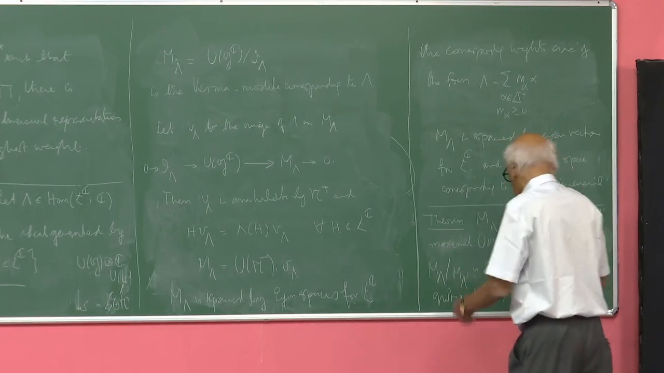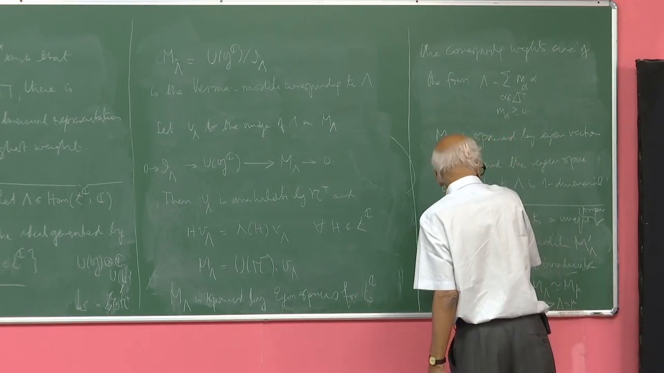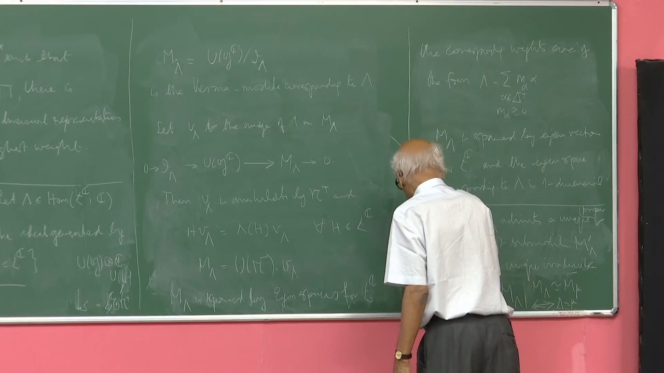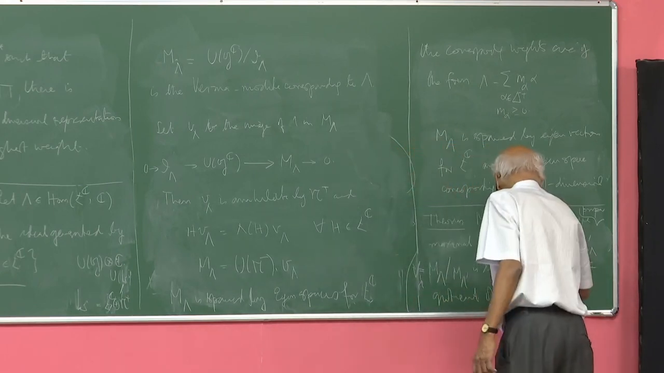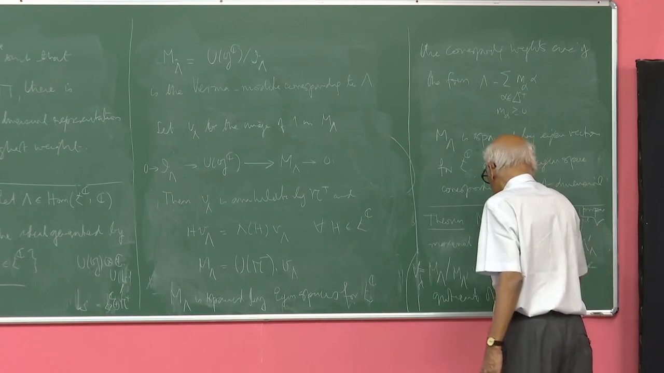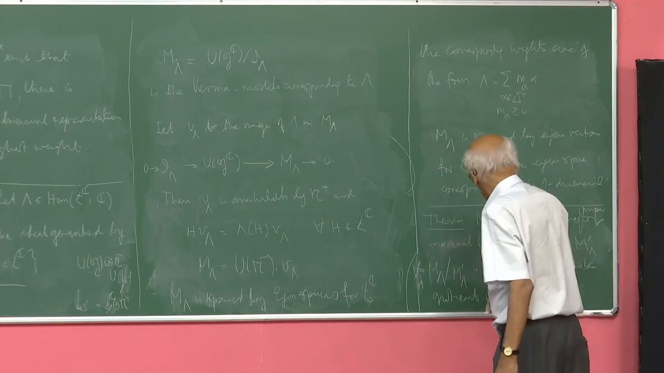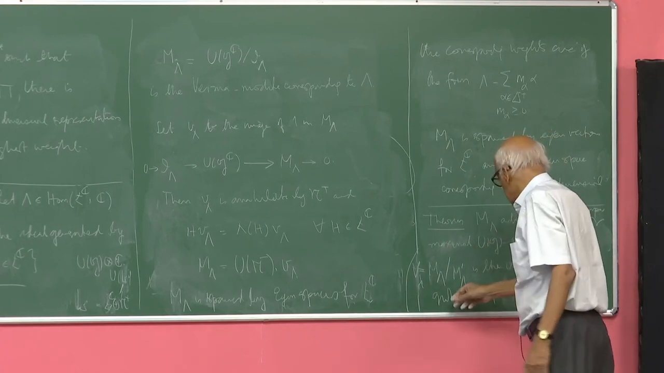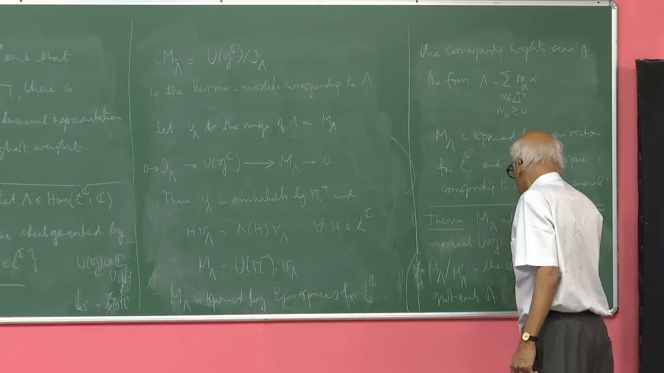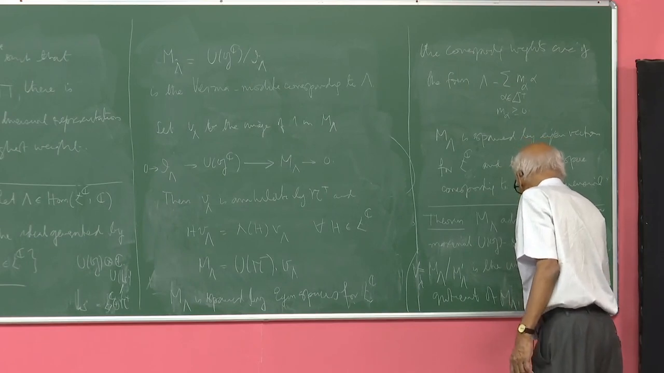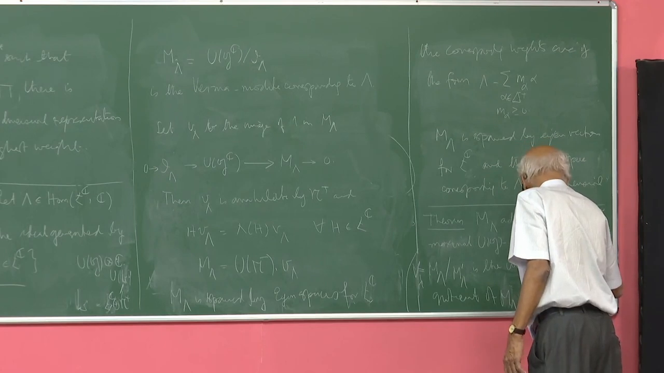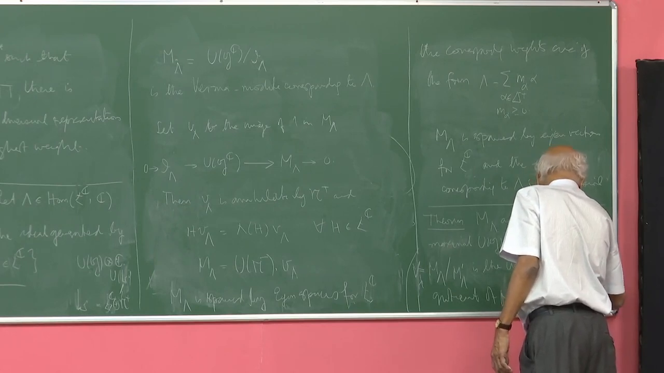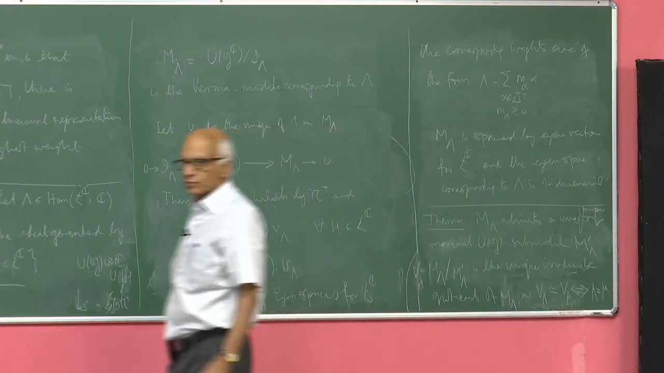Oh, sorry, let me give this a name, V lambda. The module M lambda prime is not so clear. I am going to prove this statement. I have said the theorem: the unique irreducible quotient of M lambda, V lambda, is isomorphic to V mu if and only if lambda equals mu. That is the statement.